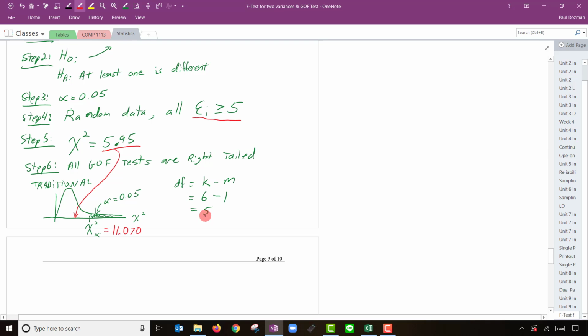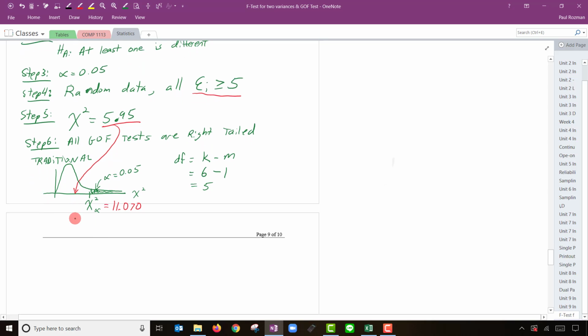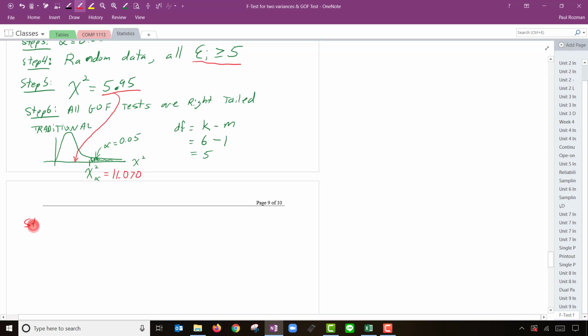Remember, the degrees of freedom equal the mean for a chi-square distribution. So the mean of this distribution is near the peak here. And then 5.95 would be relatively close to that. And 11 is quite a ways up here. So we're not in the rejection region. We'll fail to reject. Step 7. And then step 8 is your conclusion.